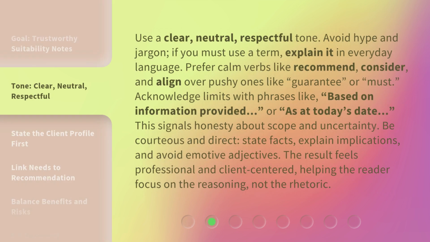Use a clear, neutral, respectful tone. Avoid hype and jargon. If you must use a term, explain it in everyday language. Prefer calm verbs like recommend, consider, and align over pushy ones like guarantee or must. Acknowledge limits with phrases like based on information provided or as at today's date. This signals honesty about scope and uncertainty. Be courteous and direct. State facts, explain implications, and avoid emotive adjectives. The result feels professional and client-centered, helping the reader focus on the reasoning, not the rhetoric.